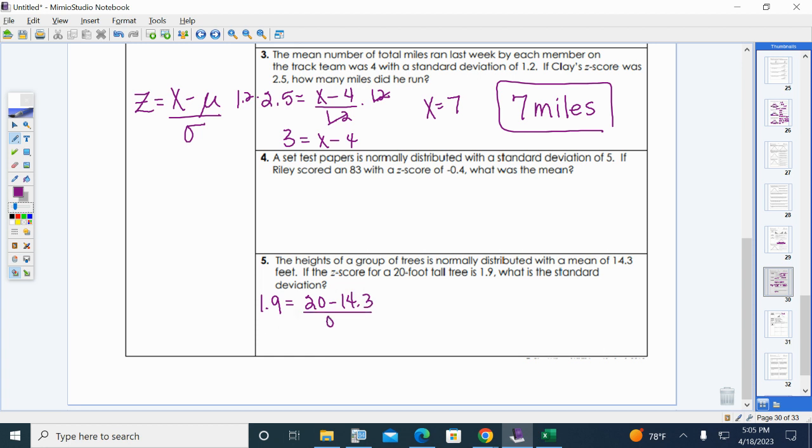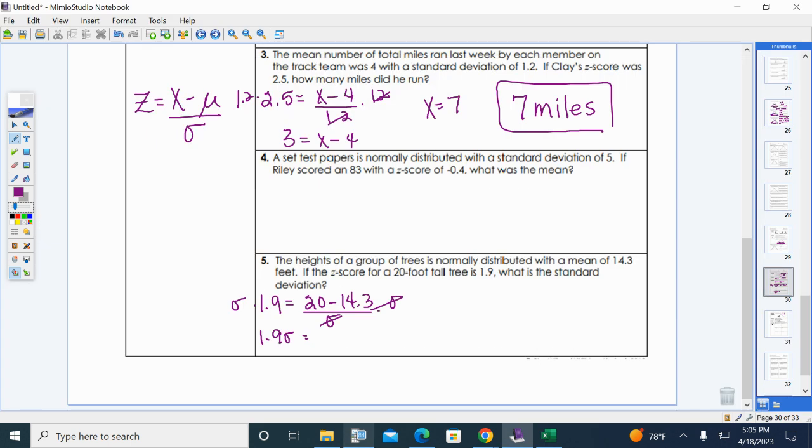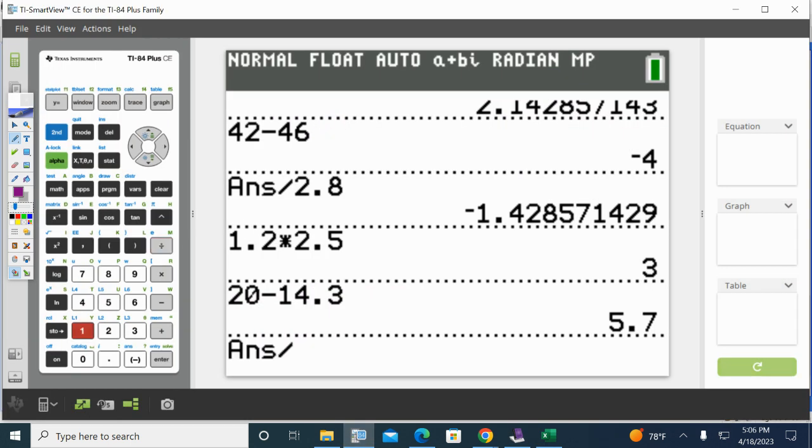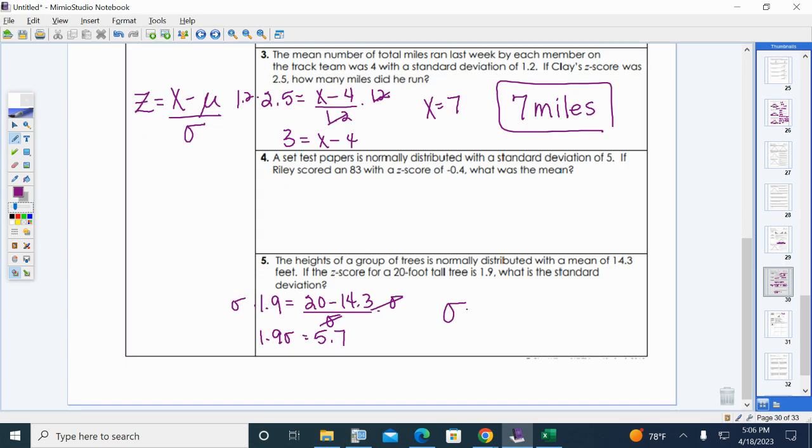And I'm dividing by the standard deviation because that's what I need to find. So in this instance, I would multiply both sides by the standard deviation to get 1.9 times the standard deviation. And then 20 minus 14.3 is going to be 5.7. And then you would divide that by the 1.9 and get 3. So the standard deviation is equal to 3.